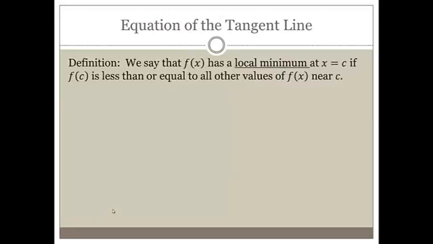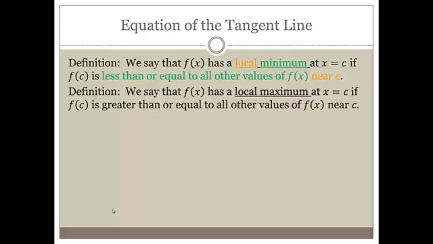We say that f of x has a local minimum at x equals c if f of c is less than or equal to all other values of f of x near c. The term less than or equal to all other values of f of x means that f of c is the smallest, or a minimum. But the restriction that we are only talking near c is why we add the word local.